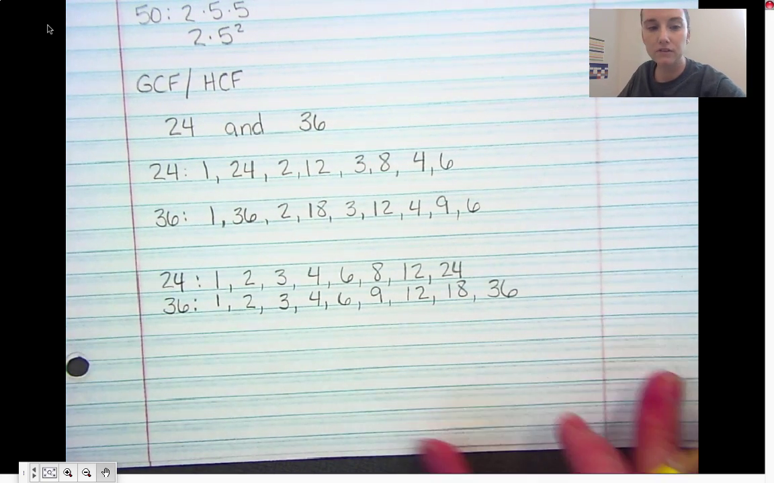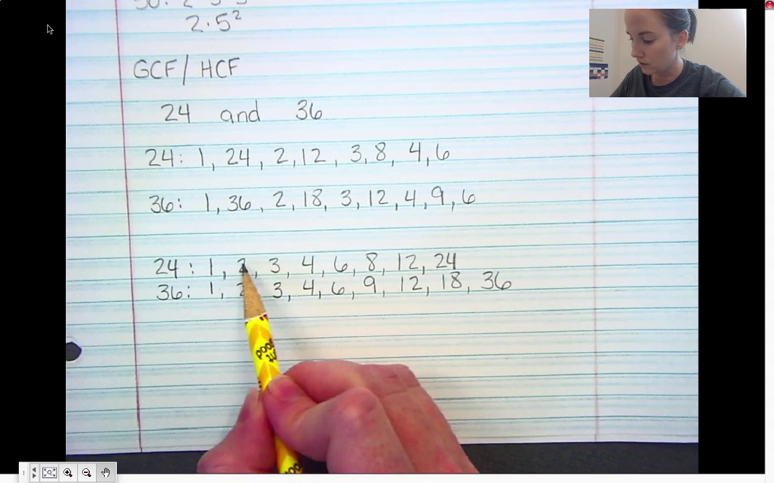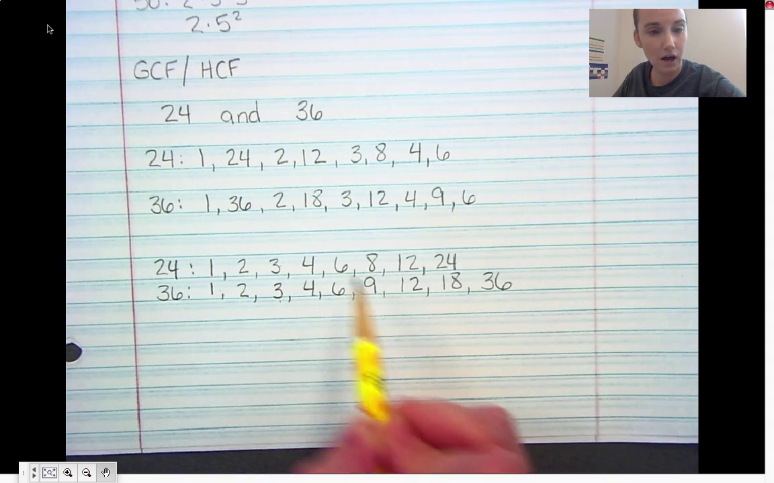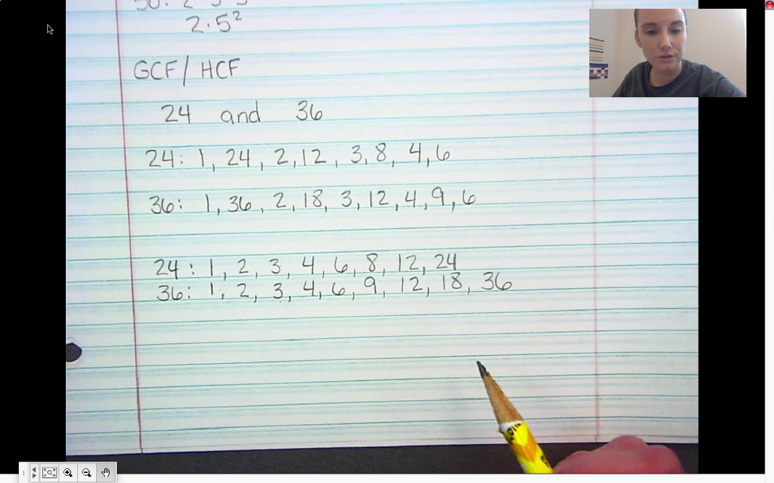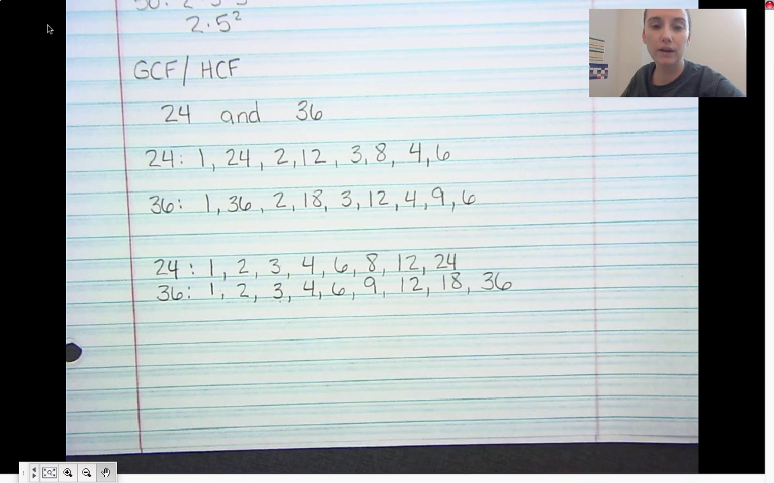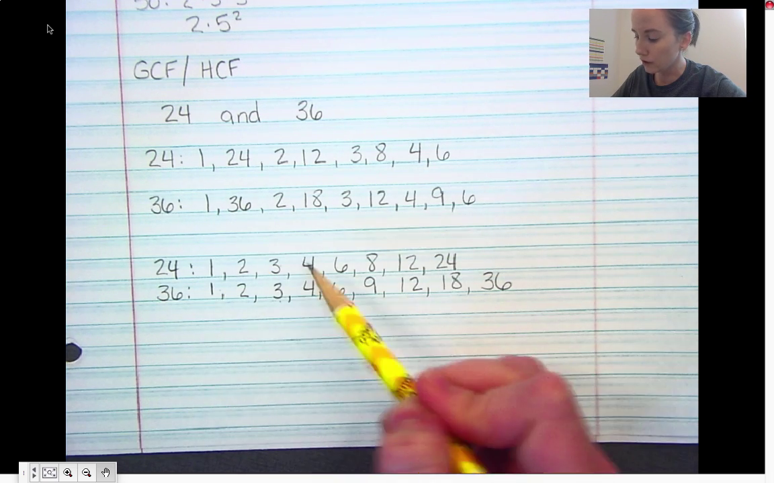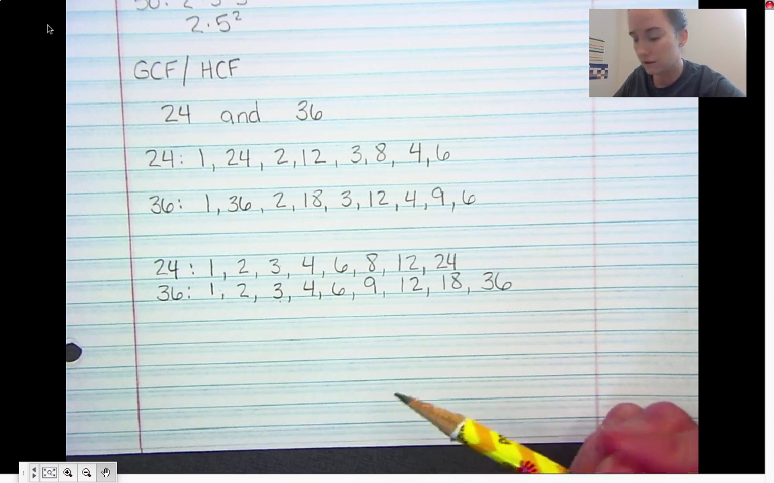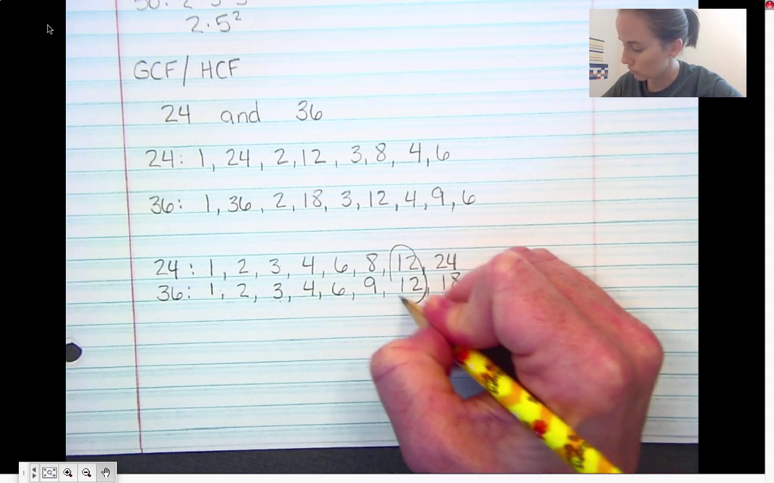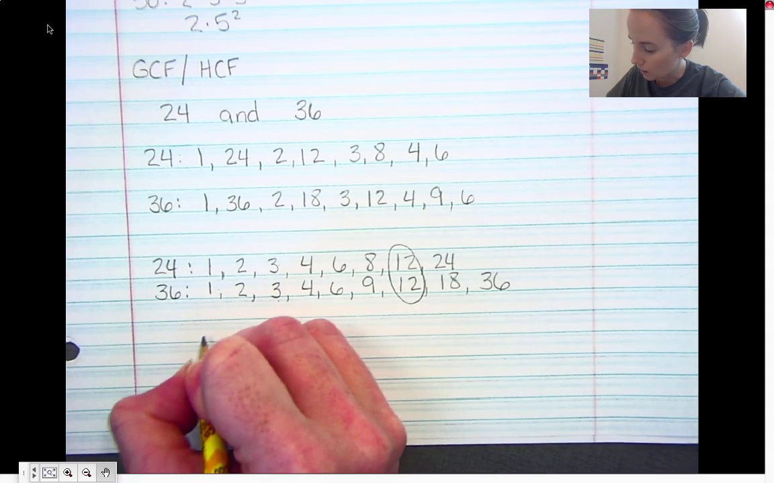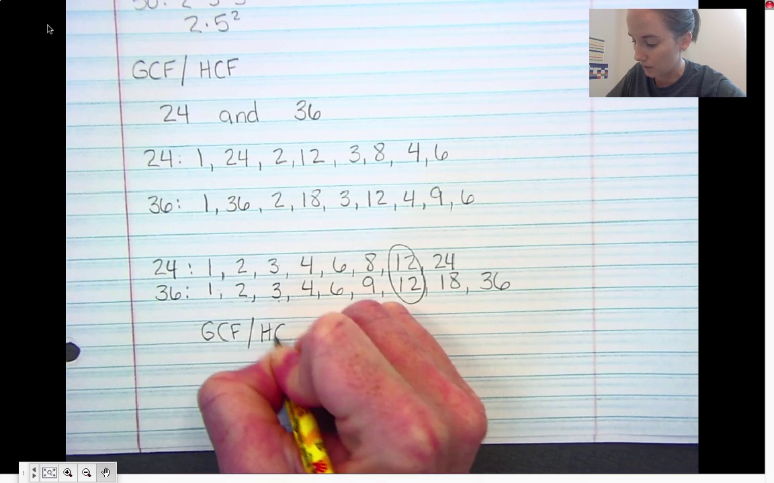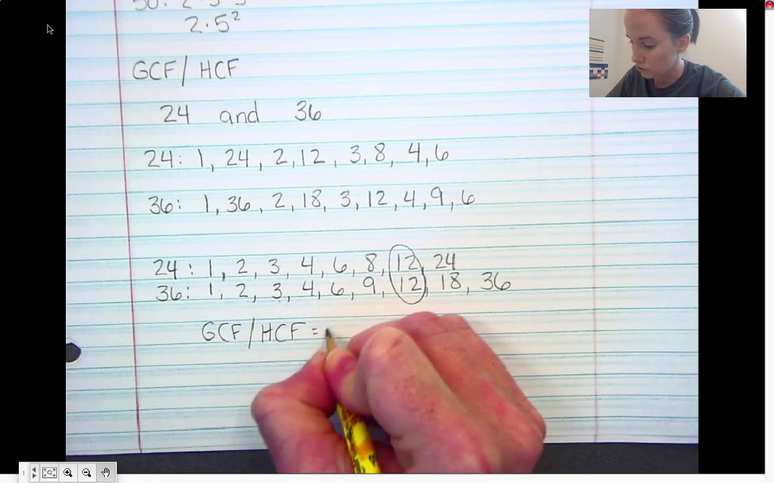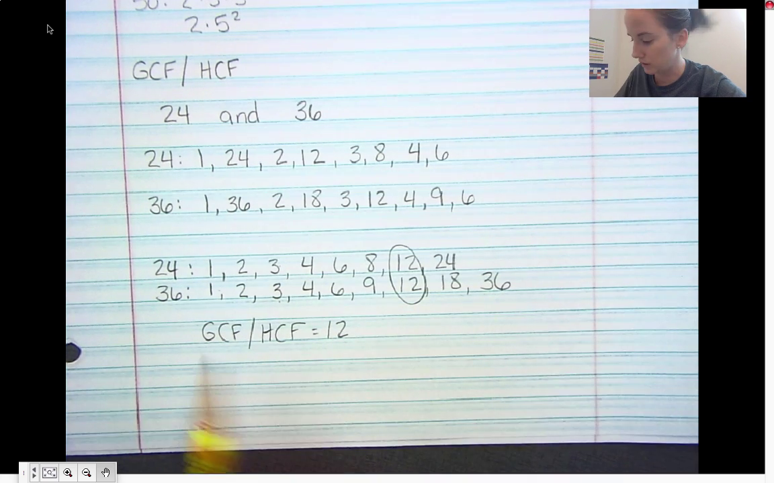If we were to compare these two lists, we notice that there are factors that each have in common. But what we want to do is find the one that is the greatest or the highest common factor. So as we look for the largest number that they have in common, 12. So the greatest common factor, or if you'd like to say highest common factor, is 12 between these two numbers.